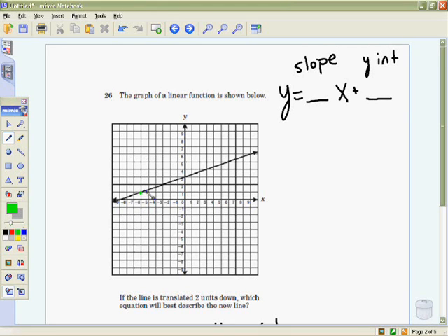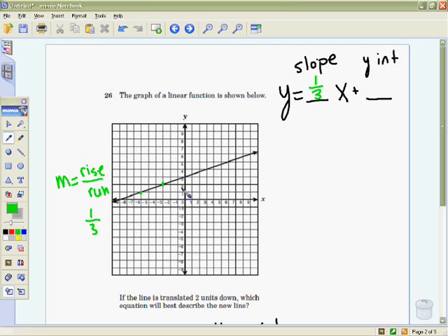Then I'm going to travel up that line to the very next one where it crosses an exact point. Once I have these two places, I simply count my slope. M equals, remember it's rise over run. So I rise up 1 and I run over 1, 2, 3. Both positive directions. Up is positive, right is positive. So my slope is 1/3.